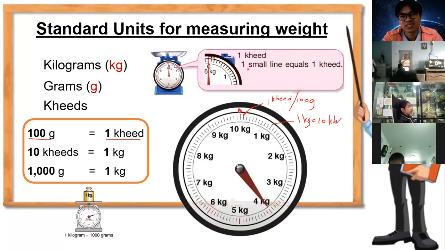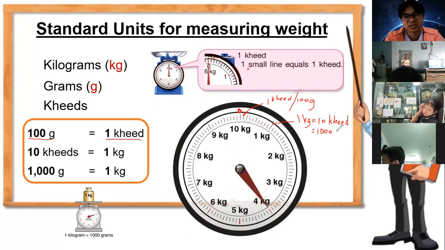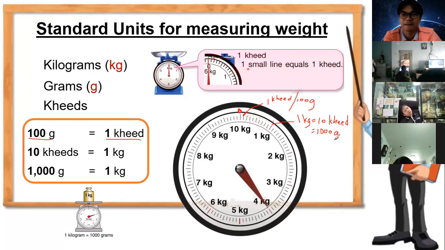Okay, 1 kilogram, how many grams? 100, 200, 300, 400, 500, 600, 700, 800, 900, 1,000. So 1 kilogram is 1,000 grams. Okay, so that's the equivalent and the relationship in the units of weight.